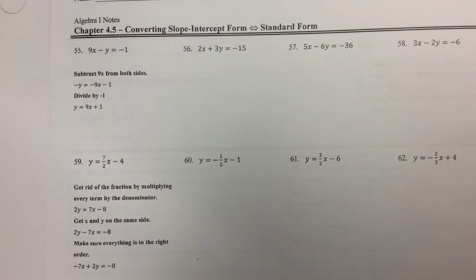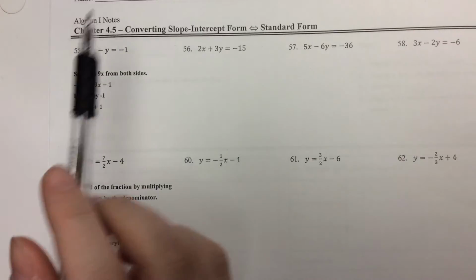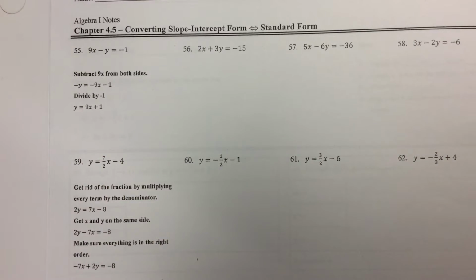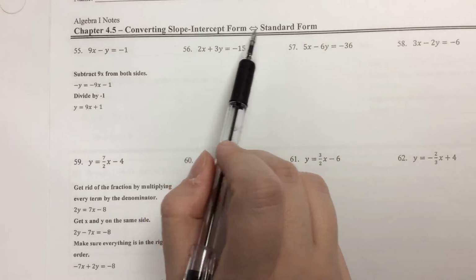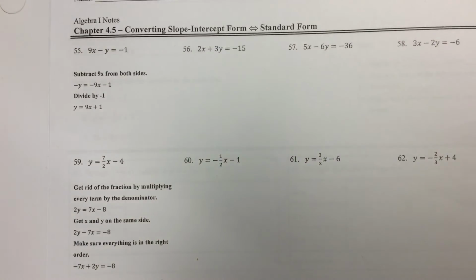Okay, this is the video for section 4.5. In this section, we're going to be converting from slope intercept form into standard form, and then also back from standard form into slope intercept. So you have to be able to go back and forth between these two forms of an equation, all right?